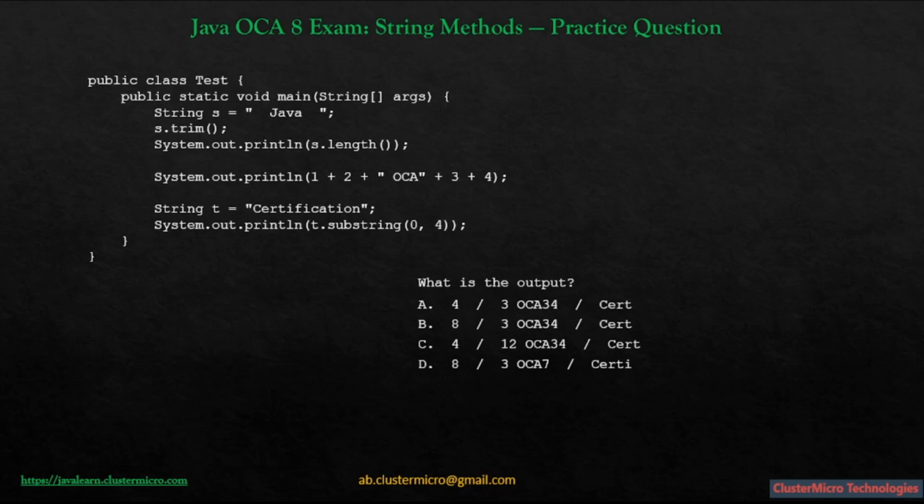And the third part is String t = "certification". So System.out.println(t.substring(0, 4)). Substring 0, 4: begin is 0 inclusive, end is 4 exclusive. So we get characters at indices 0, 1, 2, 3 and that is CERT, right? CERT. So exactly 4 characters. So answer is 4 characters, CERT. So answer is B. Okay. 8, then 3OCA34, then CERT.